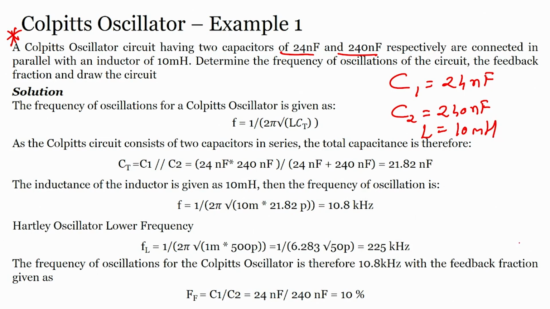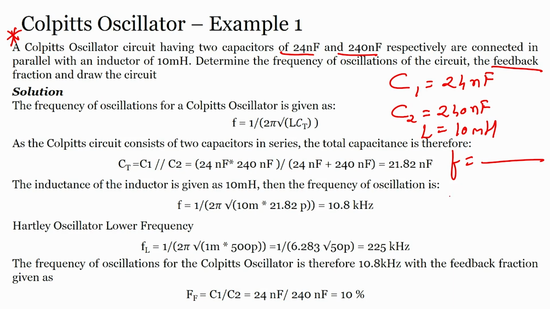Then what are we asked to find? We are asked to determine the frequency of oscillation of the circuit, the feedback fraction, and draw the circuit. So, we are asked to determine the frequency, determine the feedback fraction, and draw the circuit. Let us do it one by one.